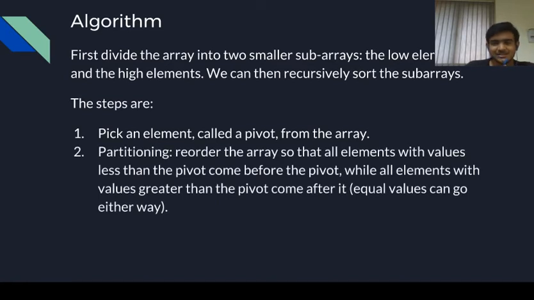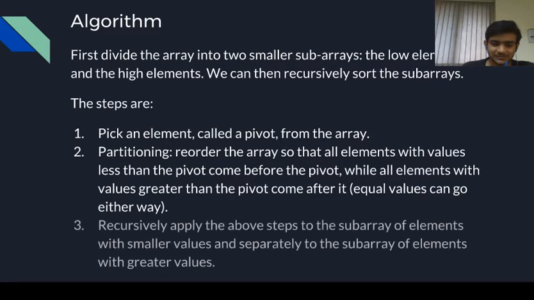Now we partition the array such that the elements before the pivot are less than the pivot and the elements after the pivot are greater than the pivot. So this partitioning is the key to how we divide the array, and we recursively do this to both the partitions. You may not be able to understand it fully now, so let us again go back to the animation and see how this algorithm is working there.